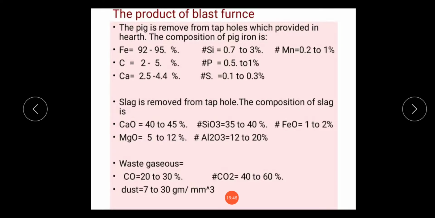Now we discuss the waste gases in detail. This is the carbon monoxide. The amount of carbon monoxide is 20 to 30%. This is the carbon dioxide. The amount of carbon dioxide is 40 to 60 percentage, and this is the dust. The density of dust is 7 to 30 gram per mm cube.